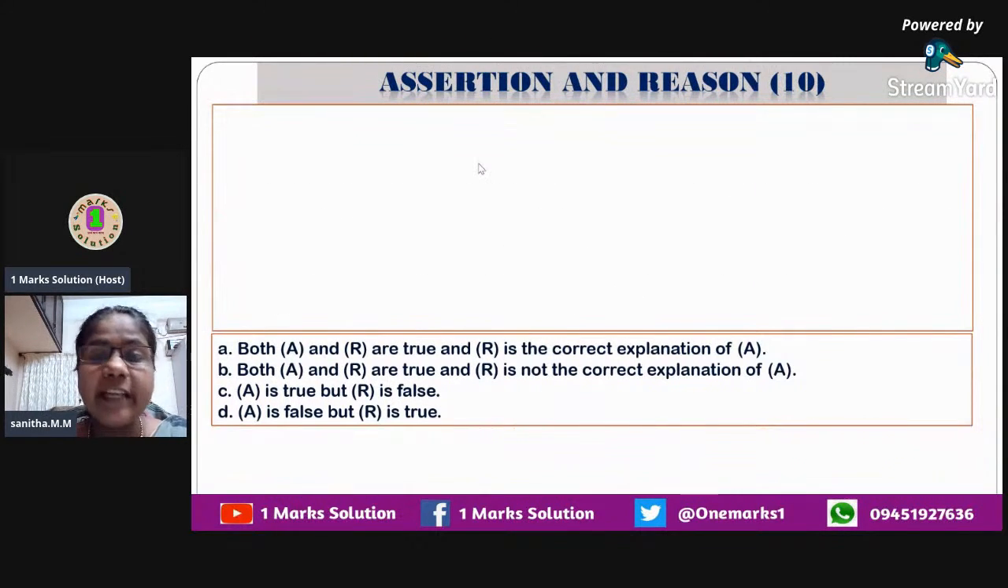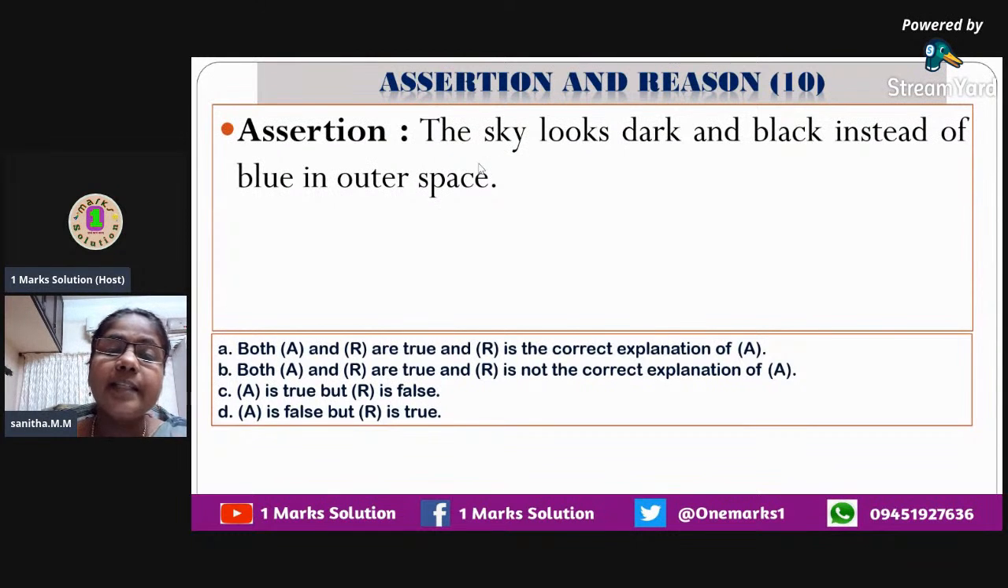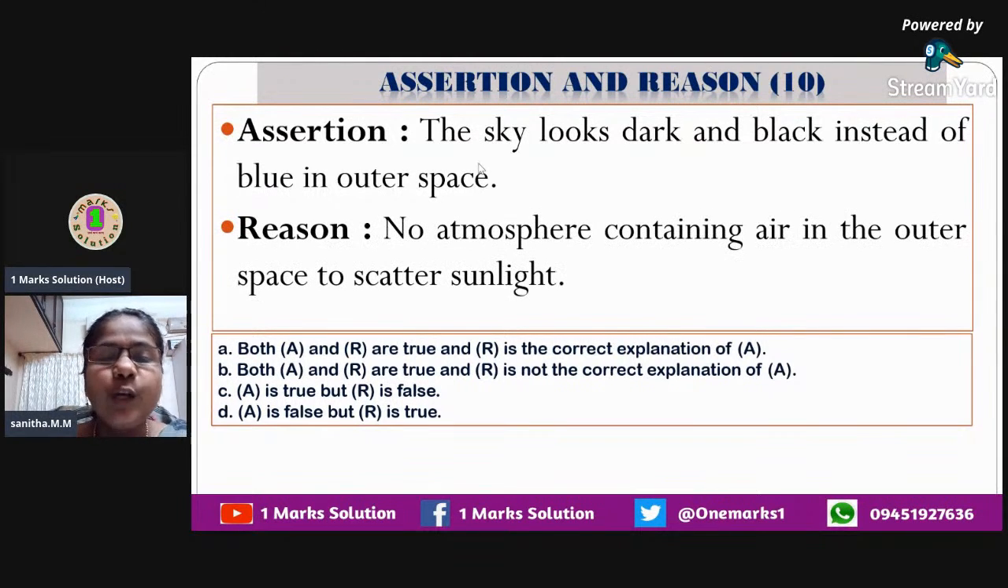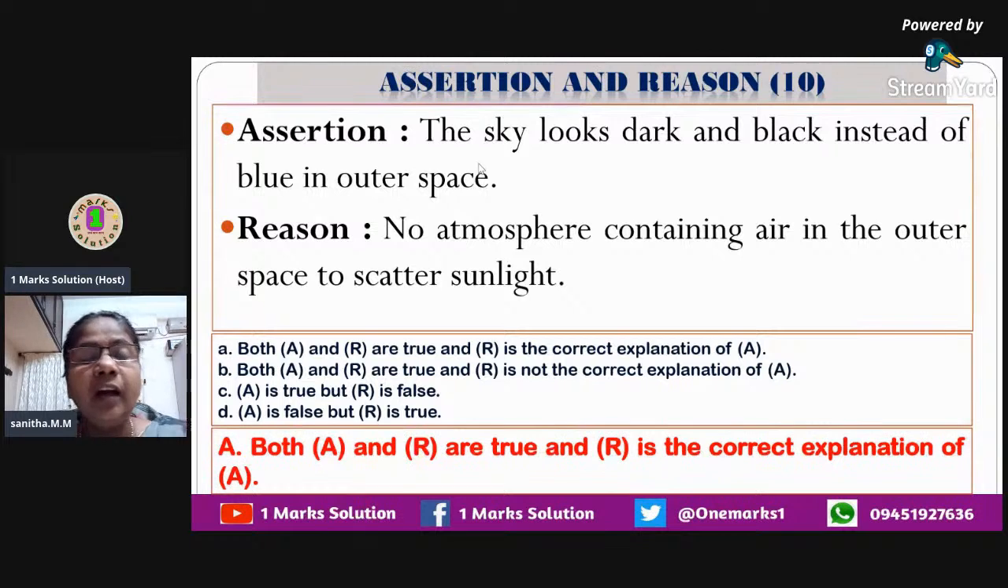Now we can go for the next one, the 10th question. The sky looks dark and black instead of blue in outer space. Why is it like that? You can think of it. Dark and black. Why? In outer space, is there any atmosphere? No. So it looks dark and black. What is the reason? There is no atmosphere containing air in outer space to scatter sunlight. That is why it looks dark and black instead of blue in outer space.